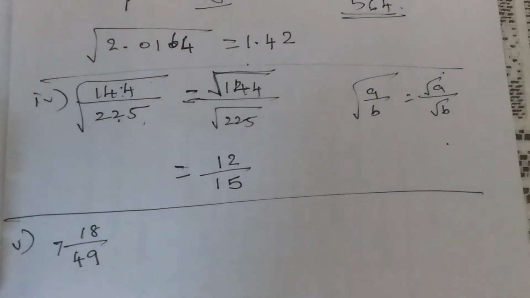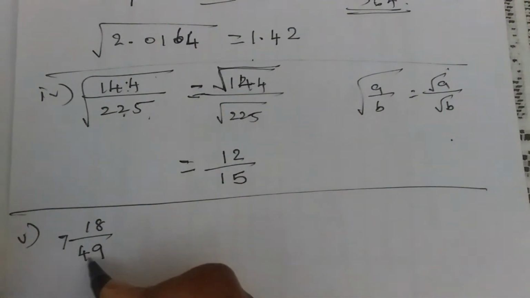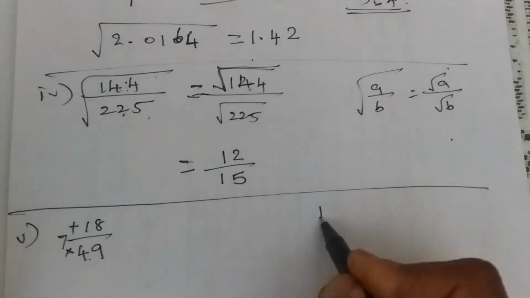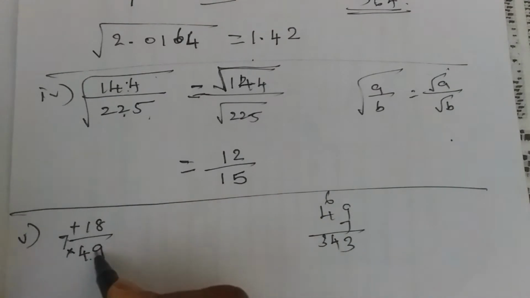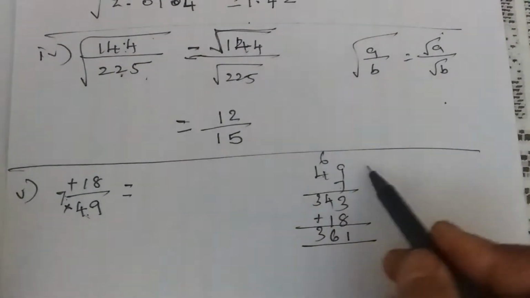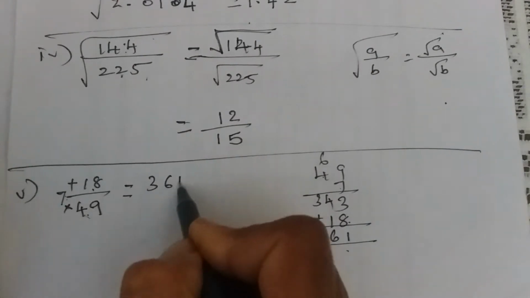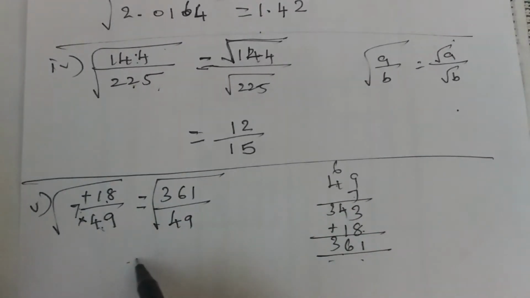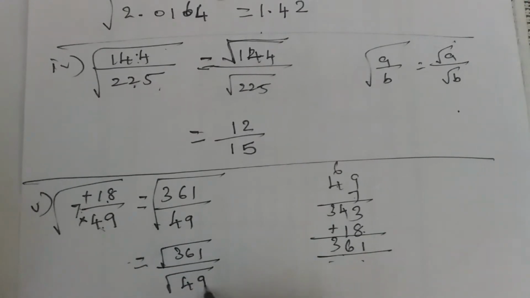What fraction is this? It's a mixed fraction. So first thing we have to convert into improper. What to do? Multiply denominator into the whole number and add with 18. So multiply 49 into 7. 7 9s are 63. 28 plus 6 is 34. Multiply 49 into 7, add with the numerator 18, we get 361. So that 361 is your numerator, same 49 is the denominator. So root of mixed fraction is equal to root of improper. This we can split, split the square root for the numerator and denominator.